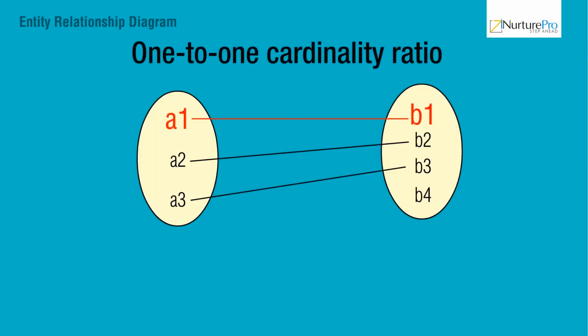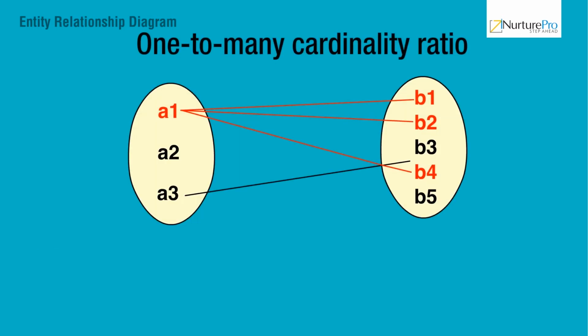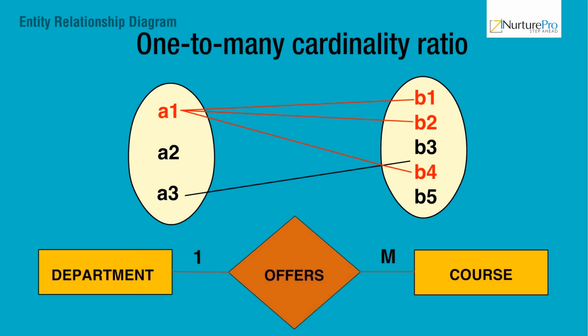In 1-to-1 cardinality ratio, an entity in A is related to at most one entity in B, and an entity in B is related to at most one entity in A. For example, a department is headed by an instructor. In 1-to-many cardinality ratio, an entity in A is related to any number of entities in B, but an entity in B is related to at most one entity in A. For example, a department offers many courses.